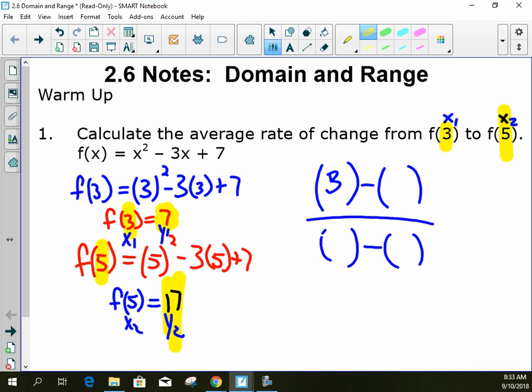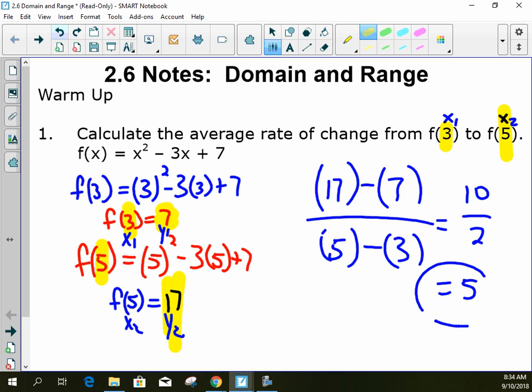x1 is 3. Sorry, I don't want x1 there, do I? I want y2, don't I? y2 is 17. y1 is 7. x2 is 5. x1 is 3. So this now becomes 10 over 2, which equals 5. My rate of change is 5. Now, another way to say rate of change is slope. M equals slope. So if you want to identify it as M, that's fine.